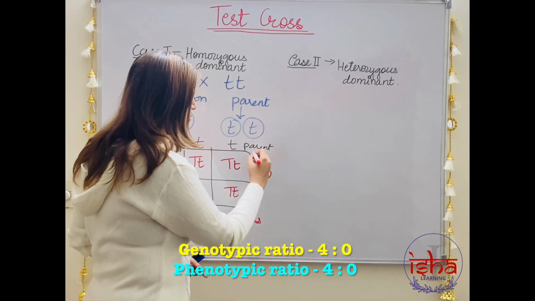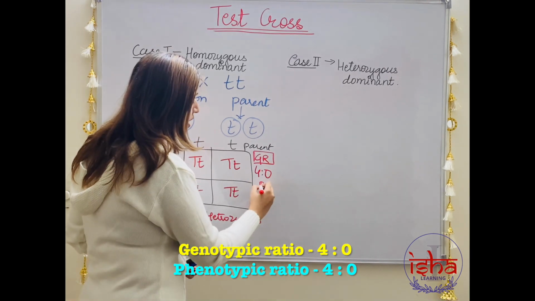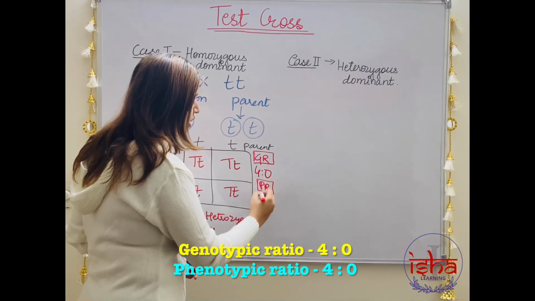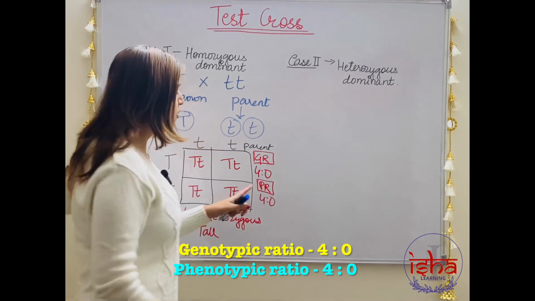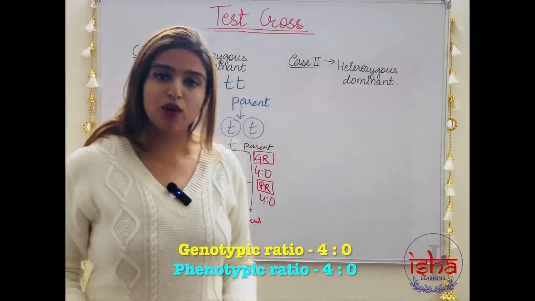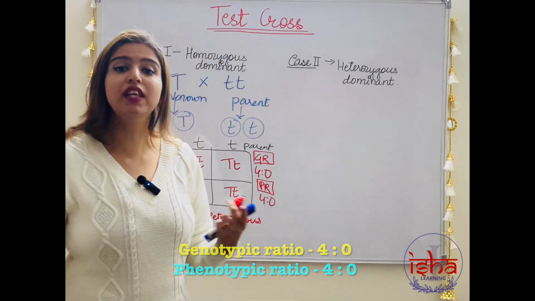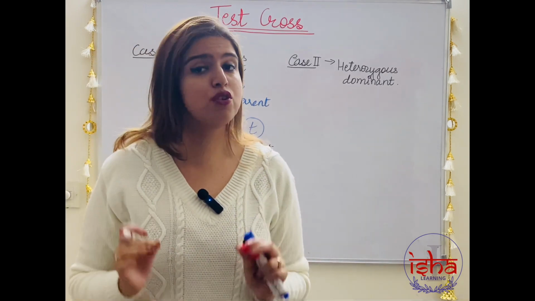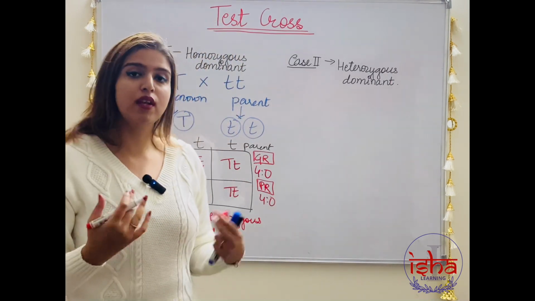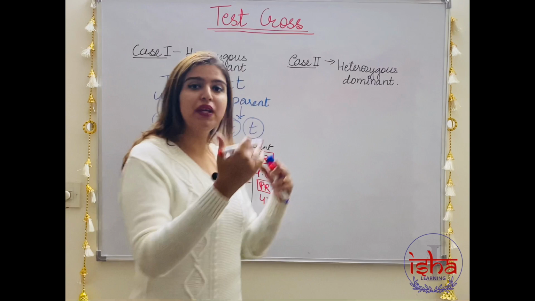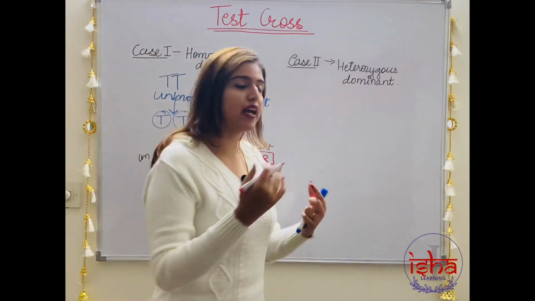So the genotypic ratio in this case is going to be 4:0. This is my genotypic ratio. My phenotypic ratio is also going to be 4:0. 4 represents that all the four offsprings are tall. 0 represents that there are no offsprings of the other type, meaning there are no short-heighted offsprings. Now let's quickly move on and repeat the same process for the heterozygous parent.